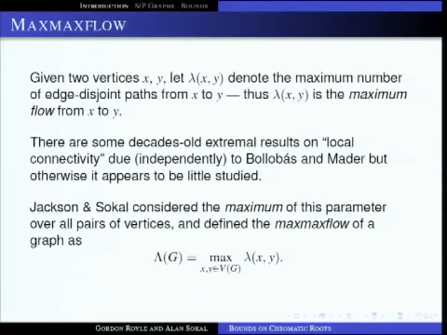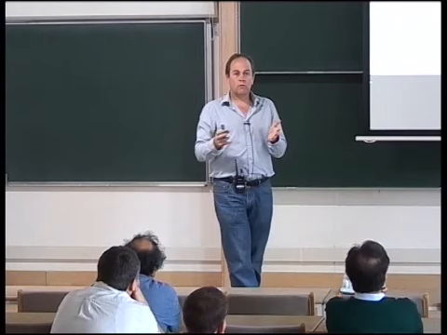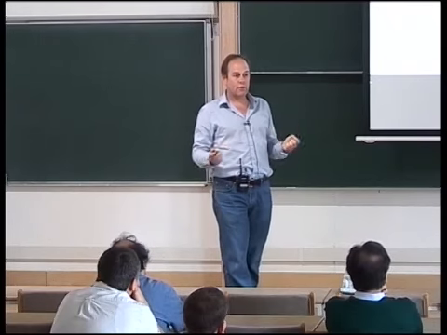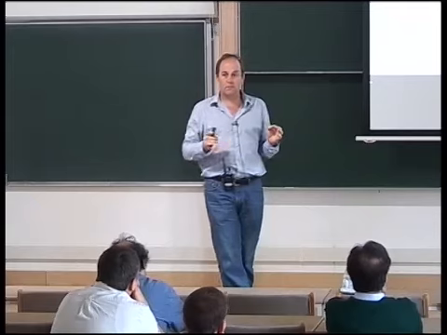The suggested replacement is this parameter called maxmaxflow. So, here's how you define it. Given 2 vertices, let little lambda define the maximum number of edge disjoint paths between those 2 vertices. So in network flow, if every edge has unit weight, it's the maximum flow from x to y.